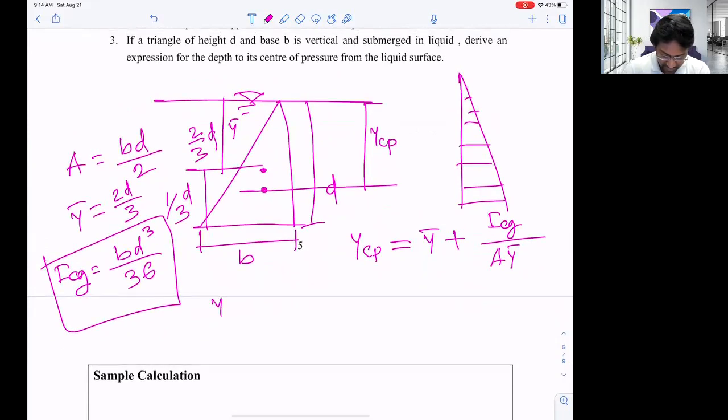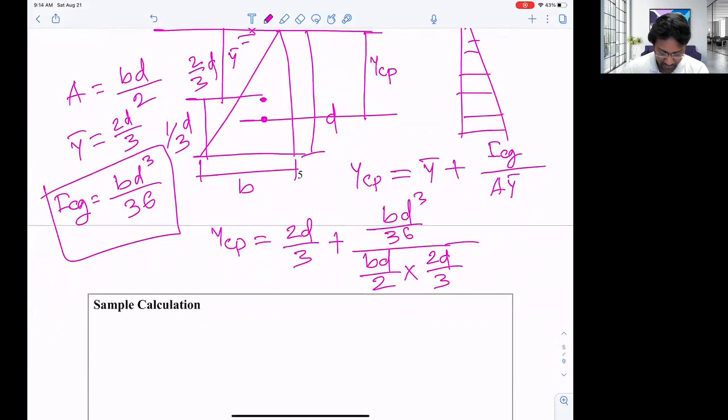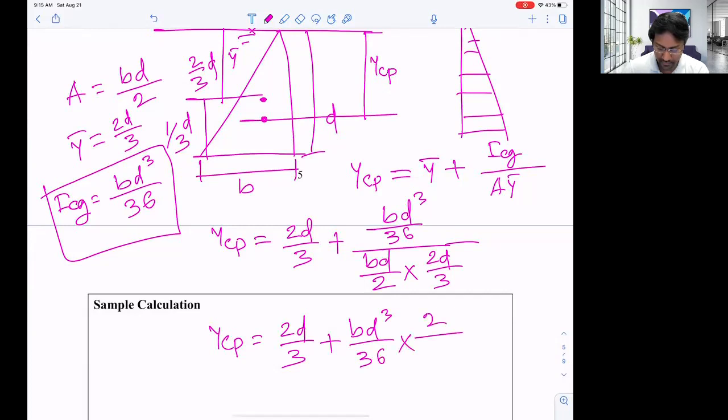So if I apply that, YCP is equal to 2D over 3 plus BD cube divided by 36, divided by A, BD over 2, into 2D over 3. And if you just simplify, what will happen? It will be this way: 2D over 3 plus BD cube divided by 36 into 2 divided by BD into 3 divided by 2D.